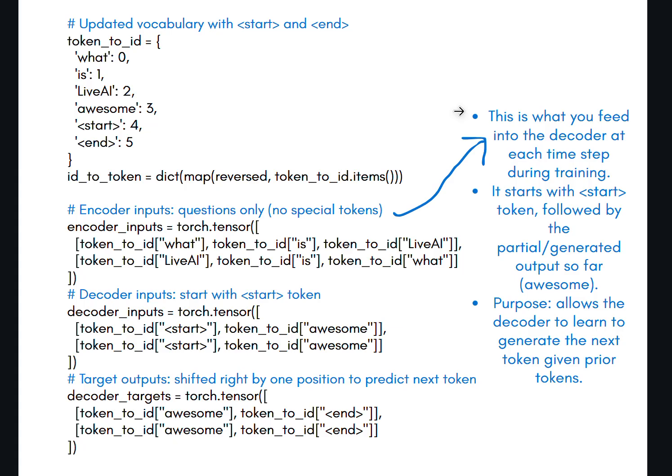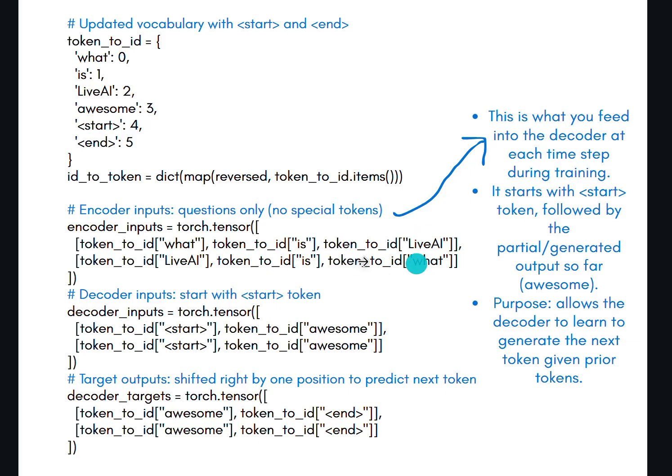Okay. So now let's discuss the type of data we are using. So: token to ID, what is Live AI, awesome, start and end tokens. So we have 0, 1, 2, 3, 4, 5. These are my token values, and I'm going to use them for my encoder input. The encoder input is a torch tensor. Notice everything has to go into a float. So we are not going to deal with integers. It will be floats. Anyway, token to ID, what is Live AI?